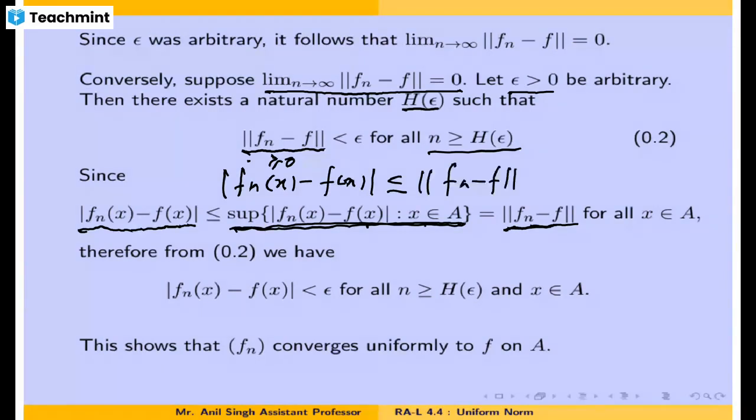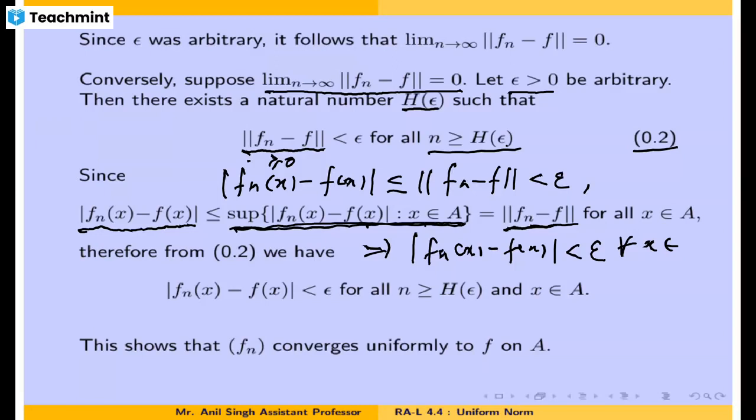So from inequality 0.2, if we take n to be a number which is greater than or equal to h epsilon, then the norm of fn minus f will be less than epsilon. And what does it imply? It implies that |fn(x) - f(x)|, which is less than or equal to the norm of fn minus f, and you see that the right hand side of this inequality doesn't depend upon the point x. So this has to be less than epsilon for every x in A and n bigger than or equal to h epsilon. And this is exactly the definition of uniform convergence. And hence it follows that this sequence of functions fn is uniformly convergent, and it converges uniformly to the function f on the set A.